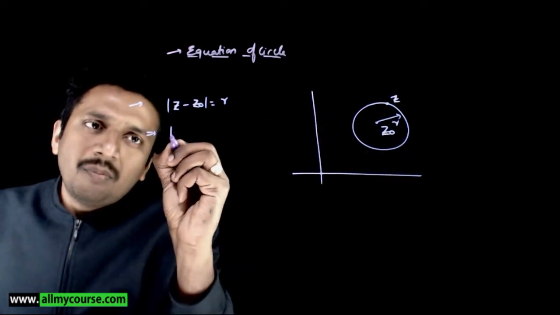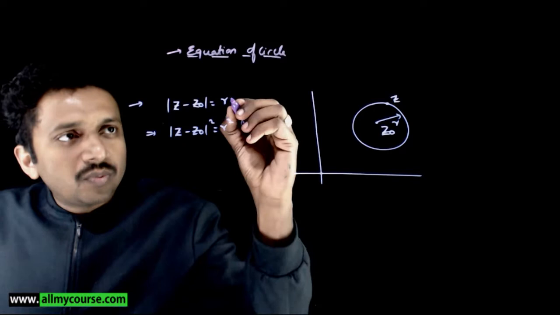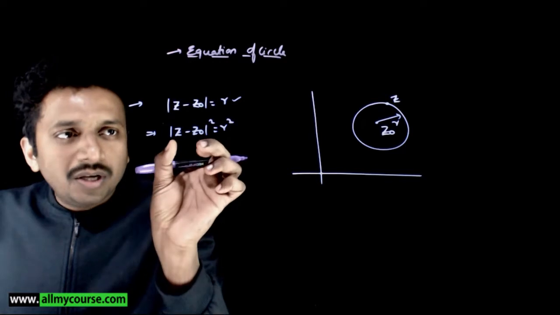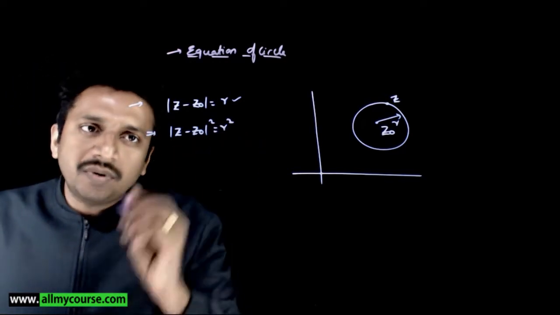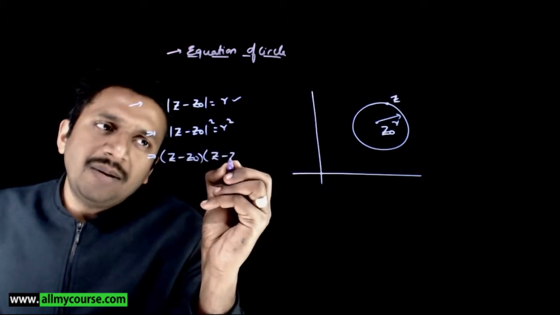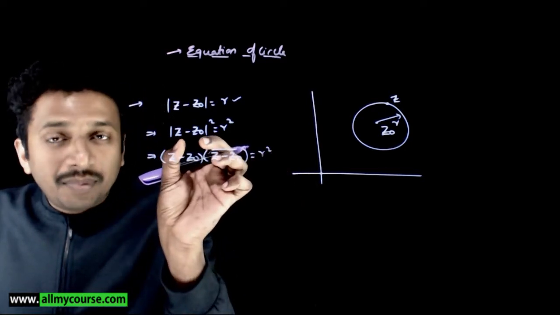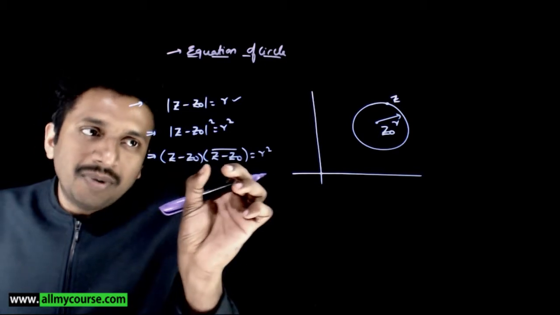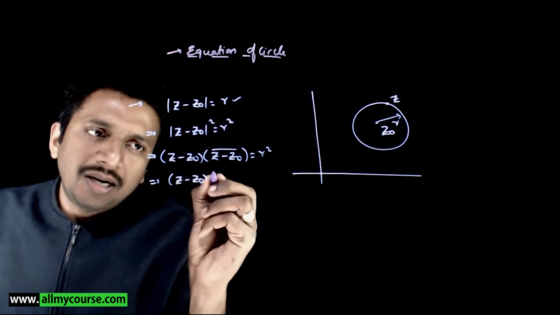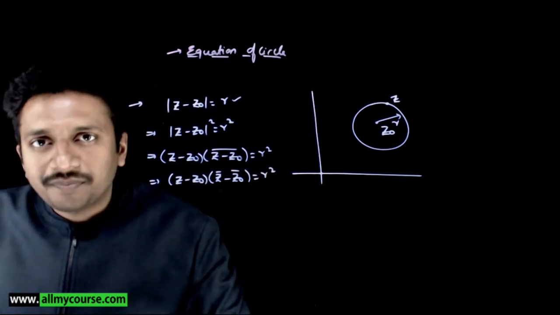This implies mod of Z minus Z0 whole square is equal to R square. So this is one type of equation of a circle. If you don't want to use mods, what you can do is, mod of Z minus Z0 whole square is equal to R square. This implies Z minus Z0 times Z minus Z0 bar is equal to R square, because mod of some number whole square is the complex number times its conjugate. So this implies Z minus Z0 times Z bar minus Z0 bar is equal to R square.